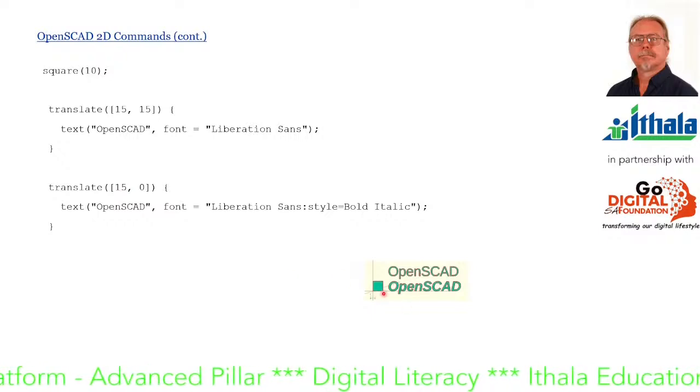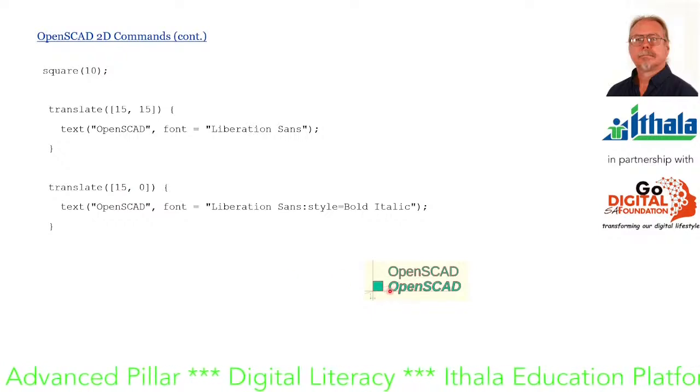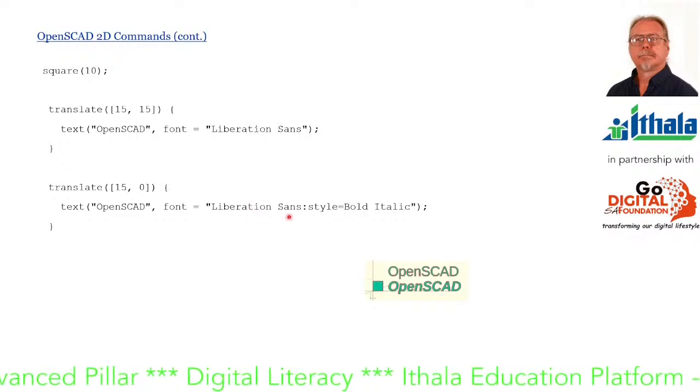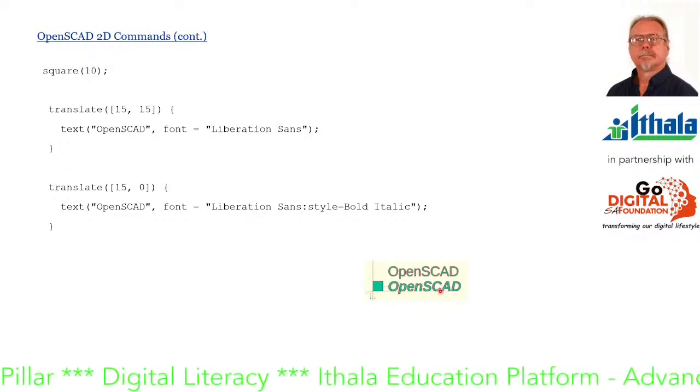Then we've got translate 15, 0. So that moves it across 15 and up 0, in other words it's on the same line. We're using font Liberation Sans. The style is bold italic, so this you can see is bold italic.